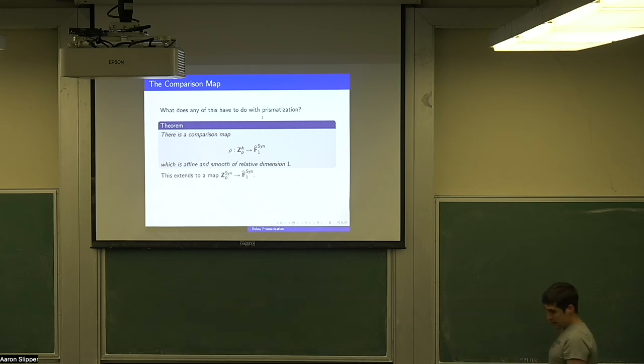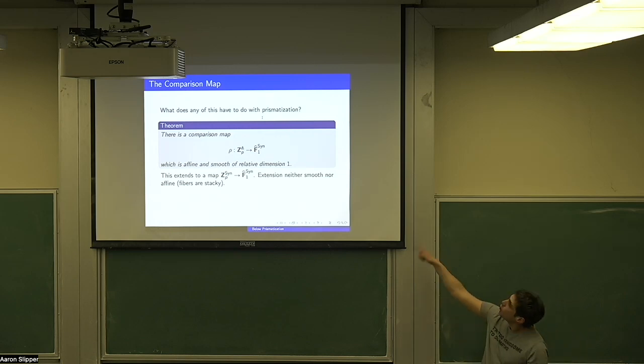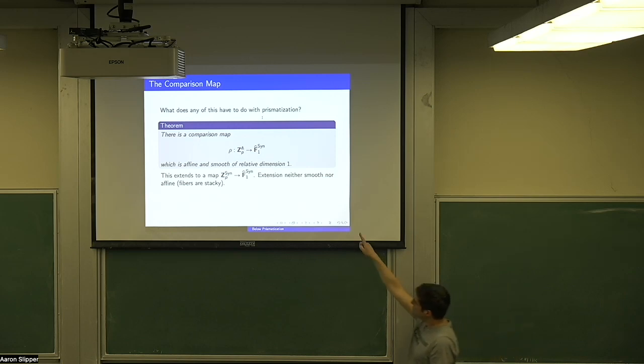So something, I'm going to explain this later in the lecture. This extends to a map from ZP syn to F1 syn, that I'm not going to explain in this lecture. And let me warn you that the nice features of this map, that it's smooth at relative dimension 1, are not true for the extension. When you extend this to ZP syn, the fibers of this map are not schemes anymore. They're actually still stacks. But I claim it's still an interesting map to look at.